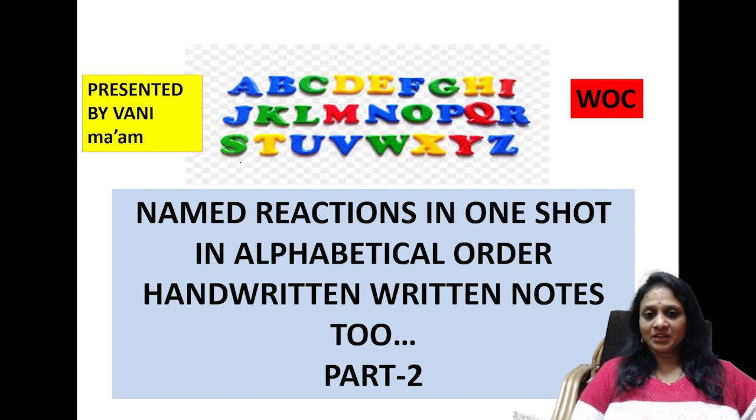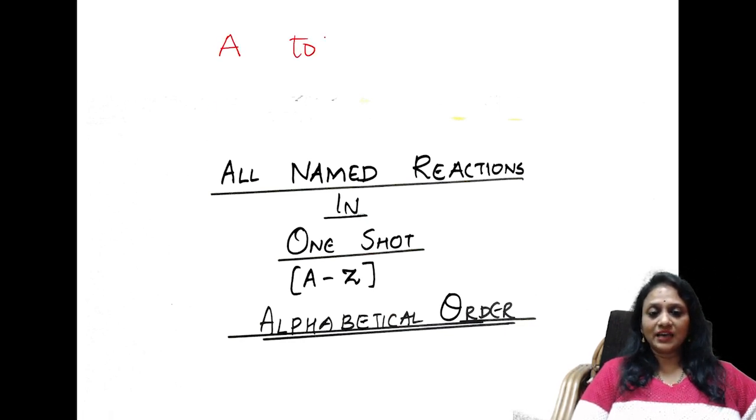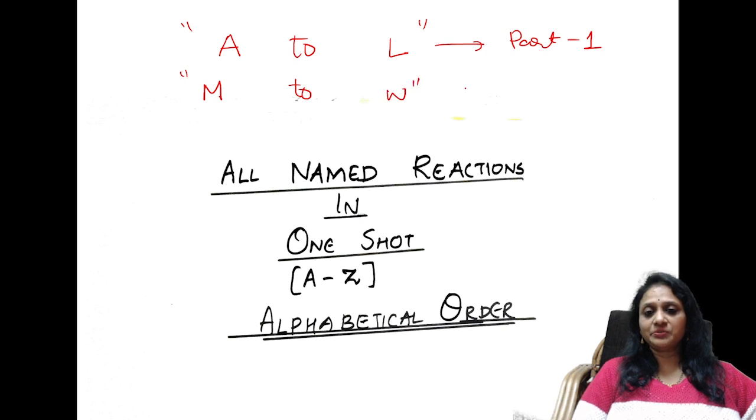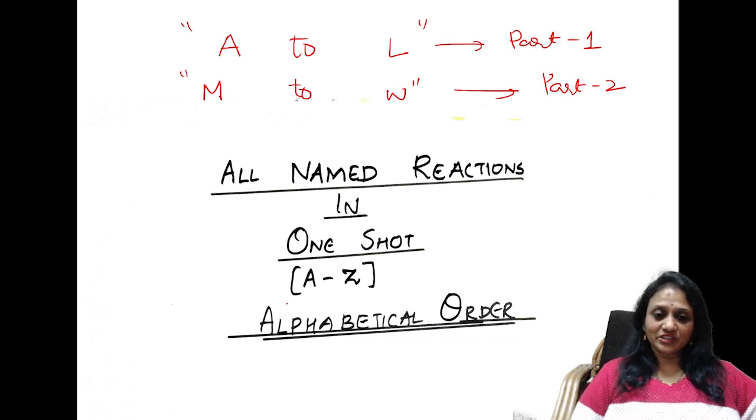In the previous video we learned a series starting from alphabetical order A to L. I have taught till here, A to L. Let me write this as part 1. Today we are going to start from M and go till W, because your name reactions are till W only. I'll be covering all those in this. So let us start off with the session.